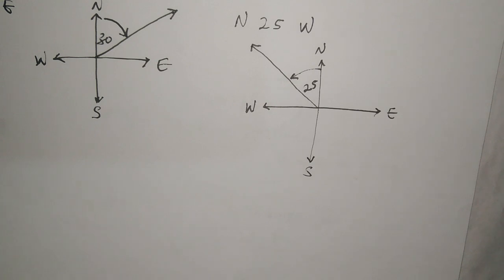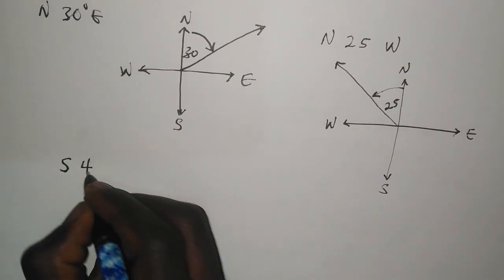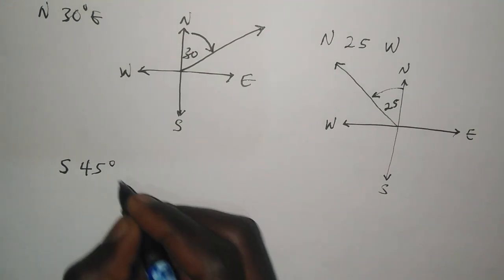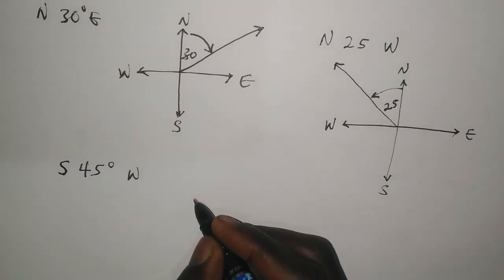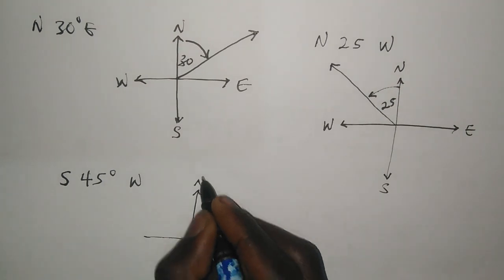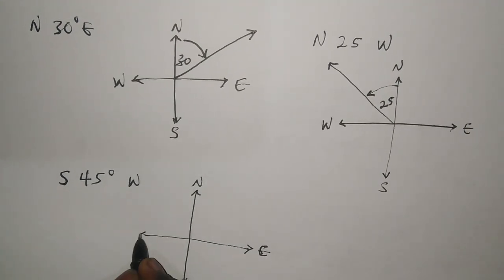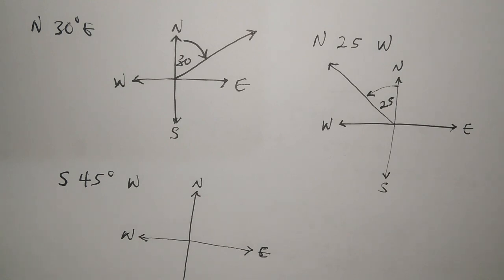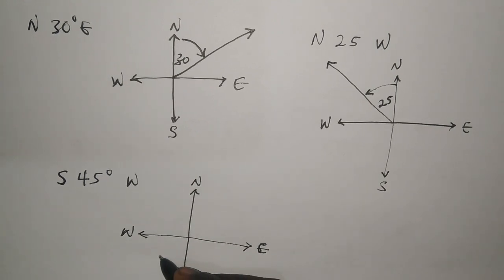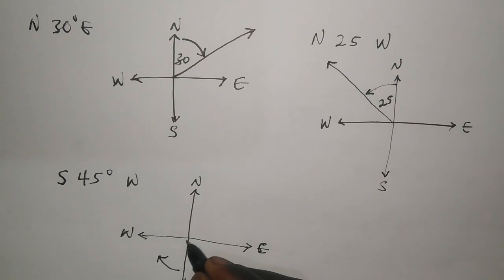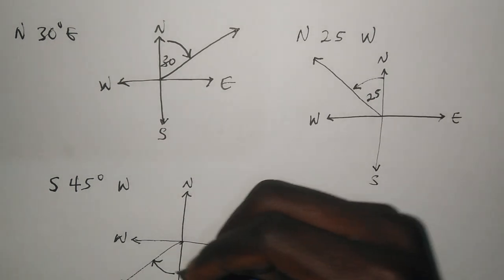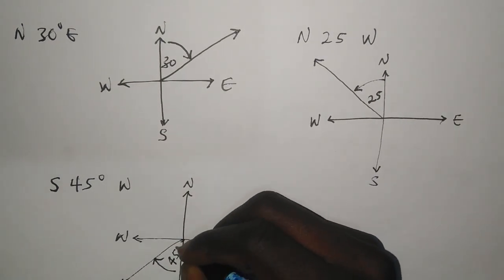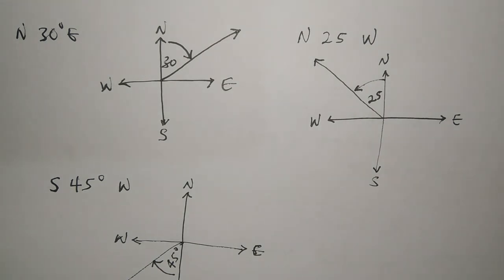Let's say we have another bearing that says south 45 degrees west. How do you draw this particular bearing? To draw it, let's put down our directions first. Now, it says south 45 degrees west. So you start from the south, you go 45 degrees, then you draw a straight line from here, which is the direction vector. This is your 45 degrees. So this is how you draw this particular bearing.